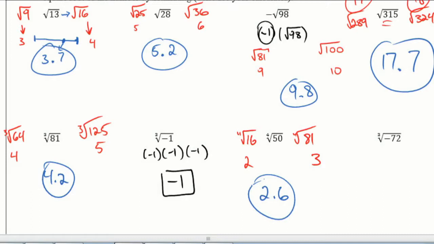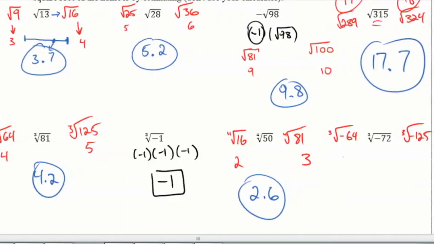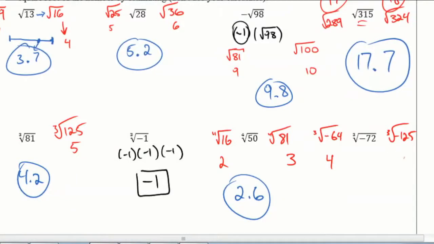And then the last one, the cube root of negative 72. Again, we just look at our cube roots, and I can just throw the negative sign in. If you think about it in terms of a number line, I'm just on the other side of the number line. So this is between negative 64 and negative 125. We're between negative 4, I should say, negative 4 and negative 5.